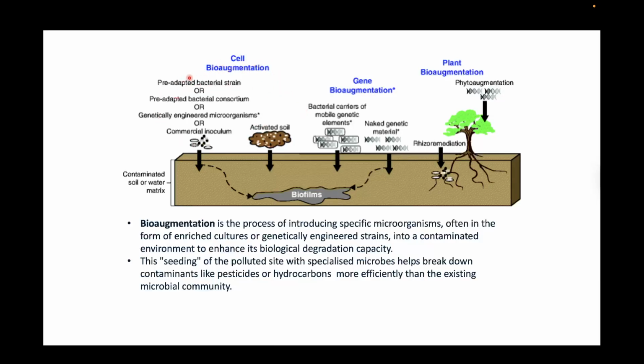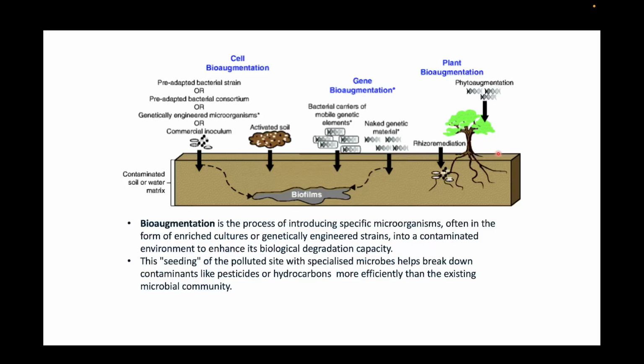So see, bioaugmentation can be of different types. Cell bioaugmentation: a pre-adapted bacterial strain or genetically engineered microbe, which is in our case, is added onto activated soil, contaminated soil or water mix, and may form biofilms. Gene bioaugmentation: bacterial carriers or mobile genetic elements like transposons and naked genetic material are added, which can then confer enzymatic activity, coding for enzymes via the genes. Or plant bioaugmentation using phytoremediation and rhizoremediation for absorption and decontamination of the in situ site.